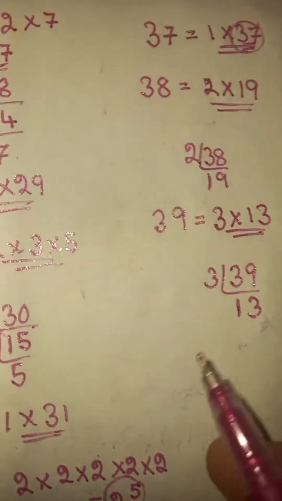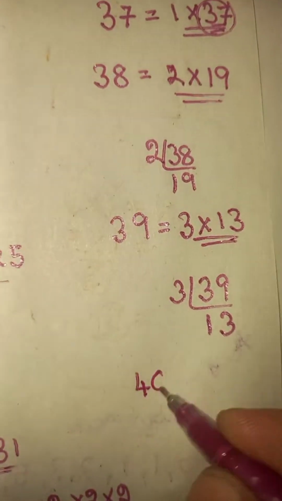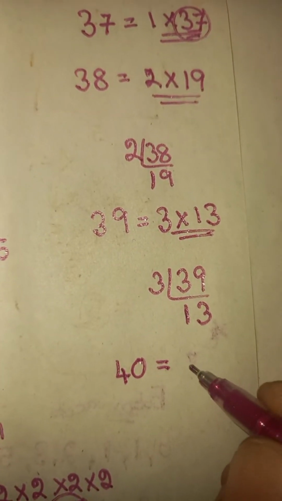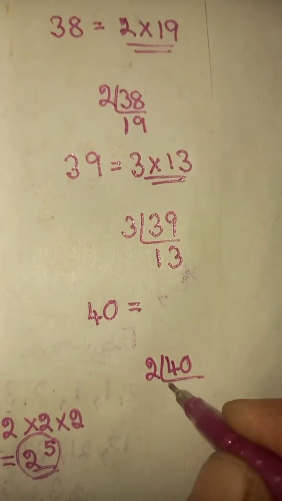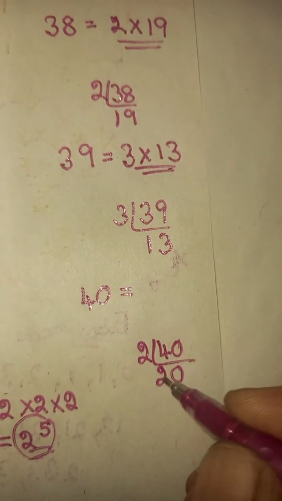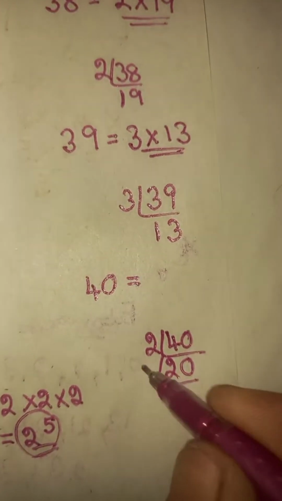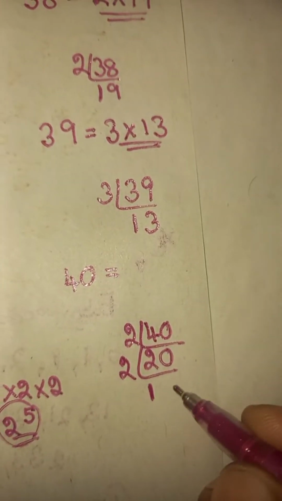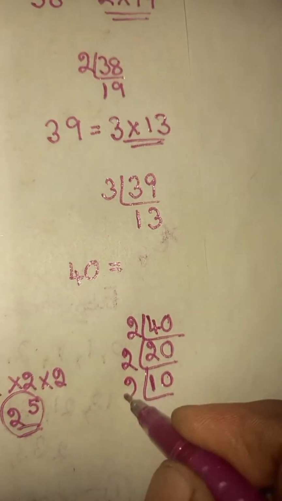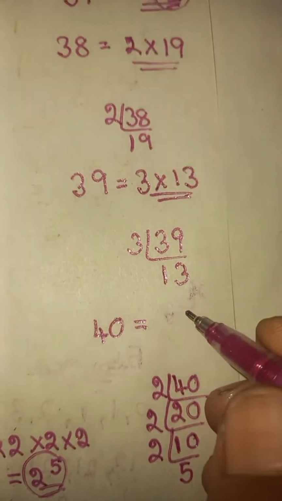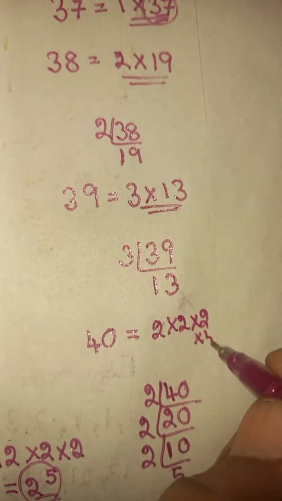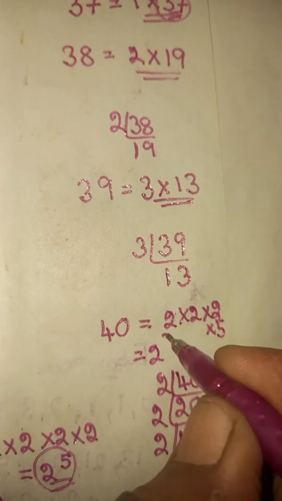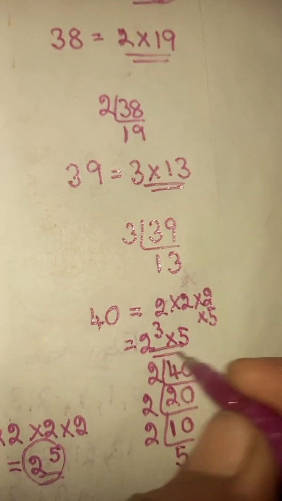Let's take the next number. The next number is 40. 40 you can start dividing. You can divide like this. 40 can be divided as 2 times 2, and 2 times 0 comes like that. 2 times 1 is 2 and 0 comes with it. 2 times 5 is 10. So you're going to get here 2 times 2 times 2 times 5, or you get it as 2 cube times 5.